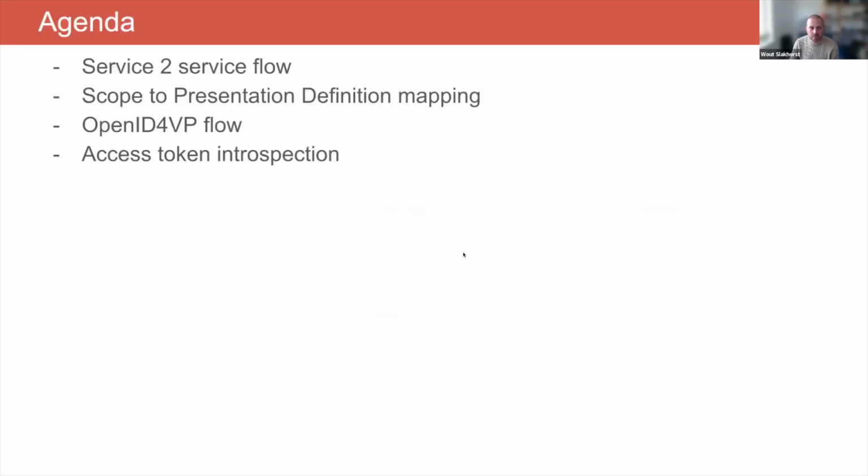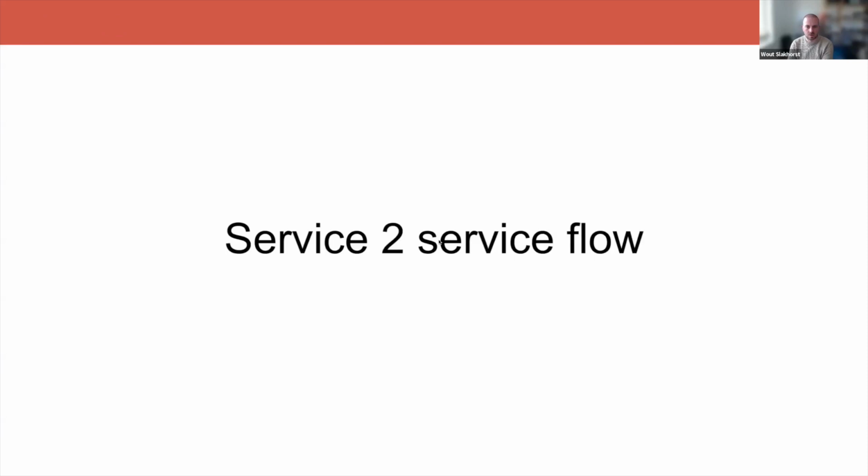Quick agenda. I'll cover the service-to-service flow. This is a specific OAuth flow we designed. It's in our RFC 21. I'll discuss the OAuth scope to presentation definition mapping. And I'll discuss the OpenID for VP flow and the access token introspection. Okay, so we'll start with the service-to-service flow.